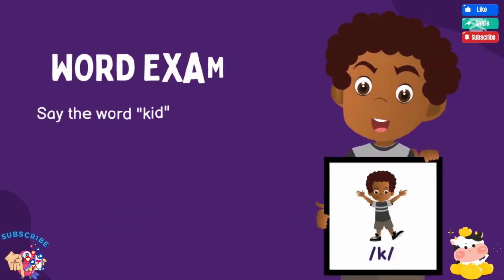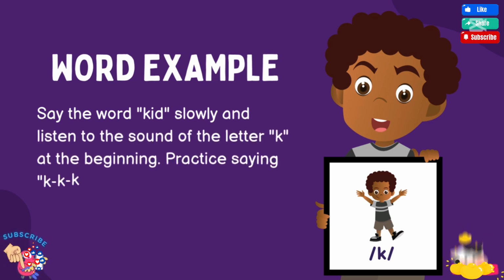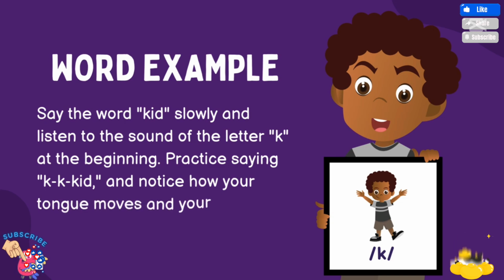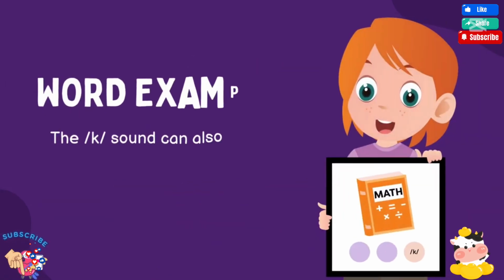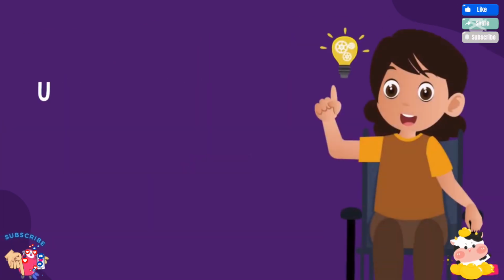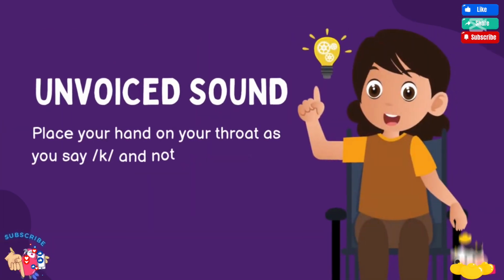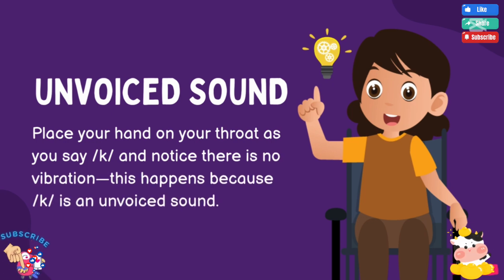Word example. Say the word kid slowly and listen to the sound of the letter K at the beginning. Practice saying K, kid, and notice how your tongue moves and your mouth feels when you make that sound. The K sound can also be heard at the end of words like book, look, and ask. Unvoiced sound. Place your hand on your throat as you say K and notice there is no vibration. This happens because K is an unvoiced sound.